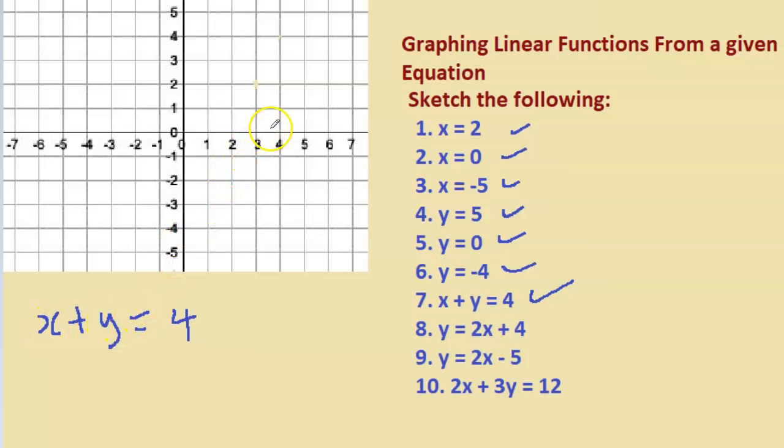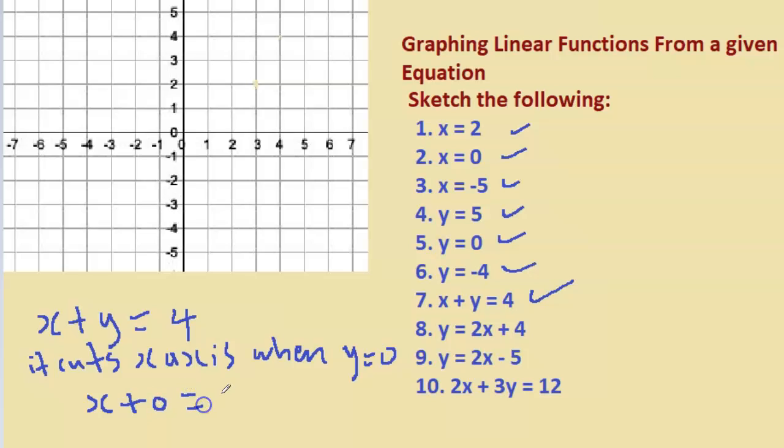So usually we want to find out where the graph cuts each of the axes. So the graph cuts the x-axis when y is 0. If you look at this now, when y is 0, we have x plus y equal to 4. So when y is 0, what you end up with is x plus 0 equal to 4. And x plus 0 is x, right? So x equal to 4. So the graph cuts the x-axis at 4. So let me just put a little mark there. Good.